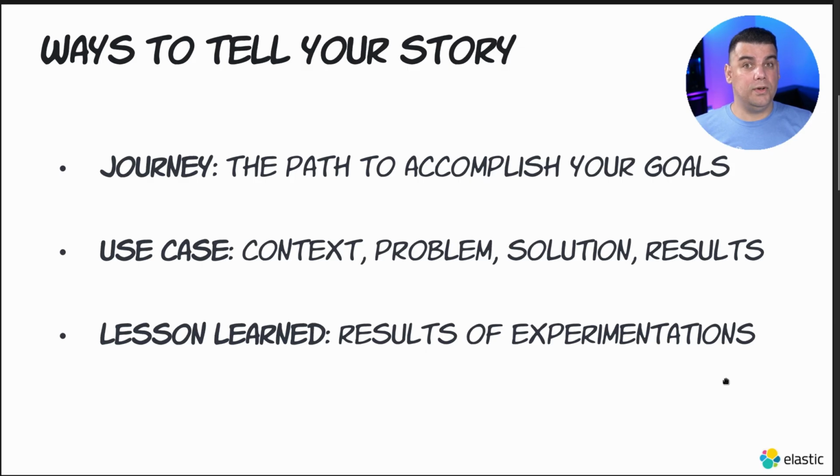There are three different ways for you to tell your story. The first one is called a journey. A journey represents the series of steps that you had to undergo in order to accomplish something. The second one is a use case. A use case is some sort of a variation of a journey, but it is more structured in a sense that it has four main sections: a context, a problem, the solution for the problem, and all the results that came after you applied the solution.